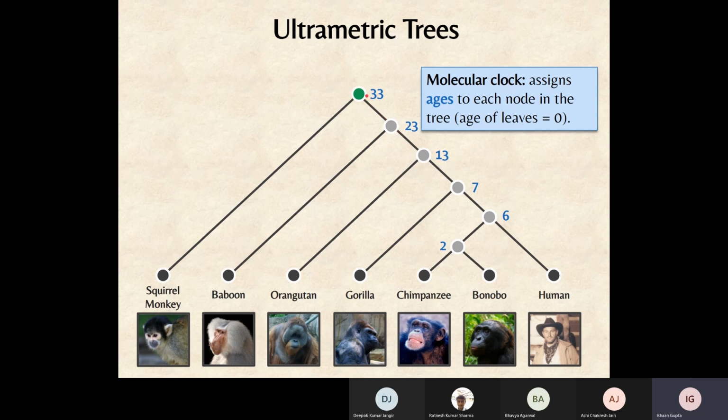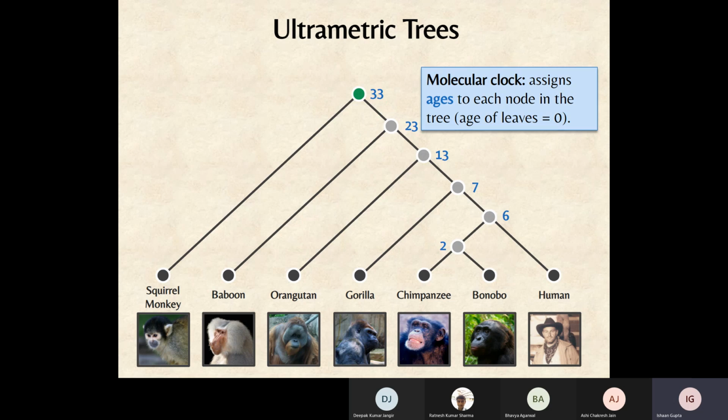So you basically see that going from this root node to the squirrel monkey, 33 mutations were required. Going from this root node to this internal node, 10 mutations were required, right? But again, going from this original species all the way to squirrel monkey, baboon, orangutan, gorilla, chimpanzee, bonobo, and humans, all of them are equidistant. All of them should require 33 mutations to happen. And researchers can look at other characteristics of the organisms or mutation rates in general, and they can convert these mutations into molecular clocks, right?